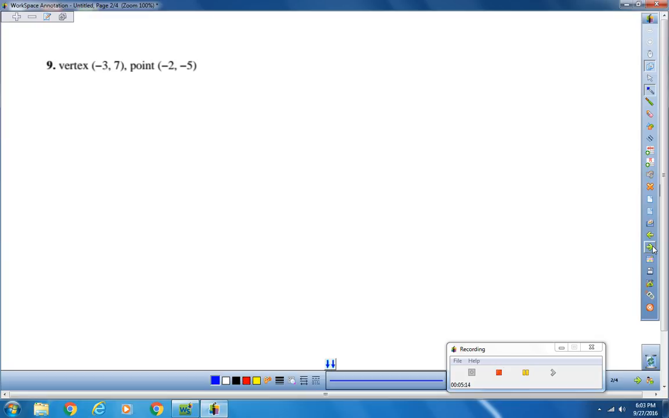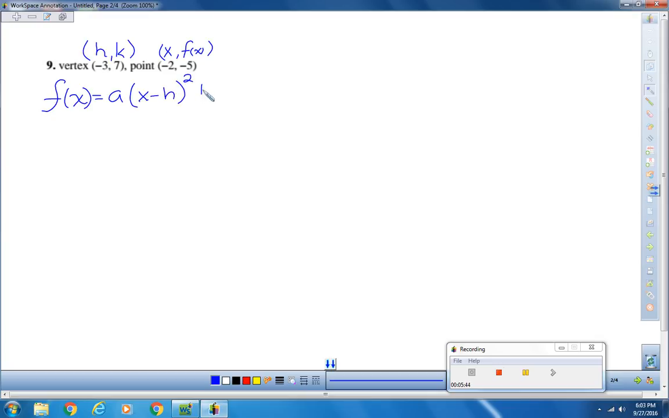Now I'm given a vertex and a point, and I actually think this is a little bit easier. We remember that our vertex is (h, k), and our point is what we're going to use as (x, y), or you could even say (x, f of x), because that's essentially what these things are. So here's our equation. F of x is equal to a times x minus h squared plus k. That's the vertex form of a parabola. That's important. Make sure you memorize that, write that down somewhere.